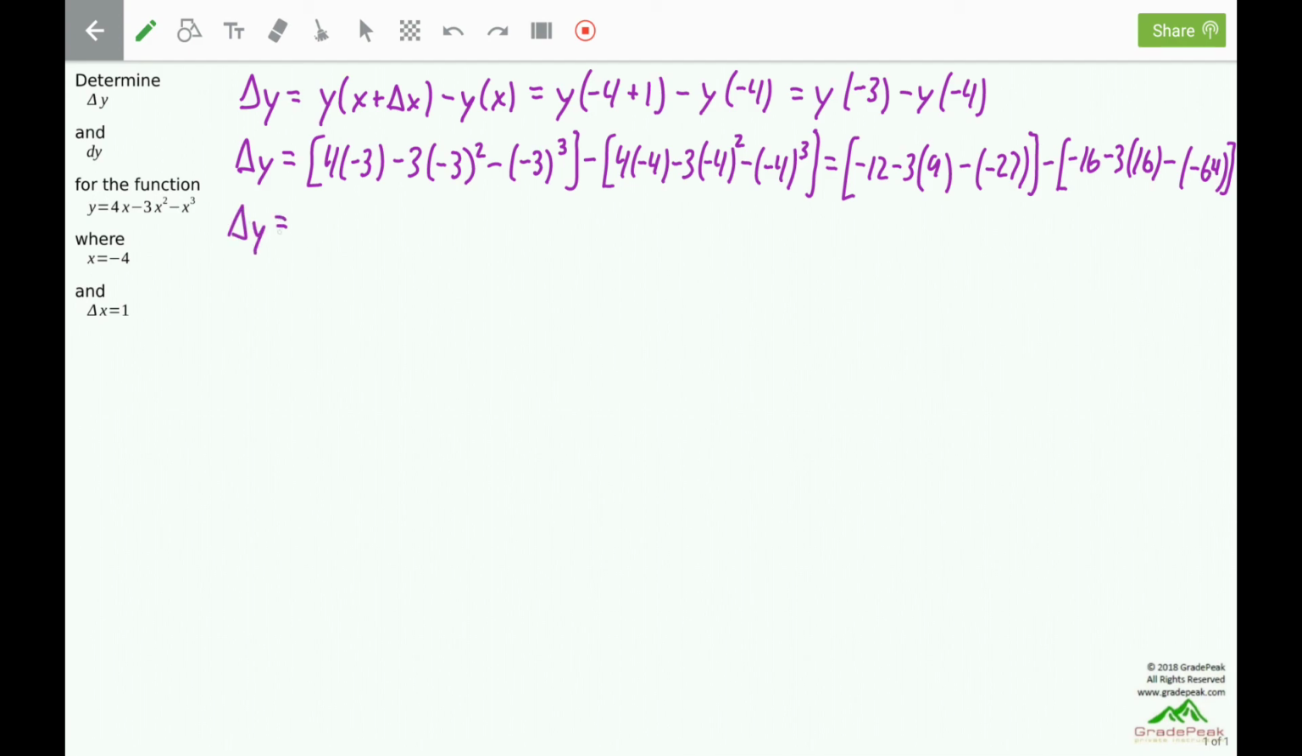So delta y equals negative 12 minus 3 times 9 is negative 27, and negative of a negative 27 becomes a positive 27, minus a negative 16. A negative 3 times a 16 is a negative 48, and a negative of a negative 64 becomes a positive 64.